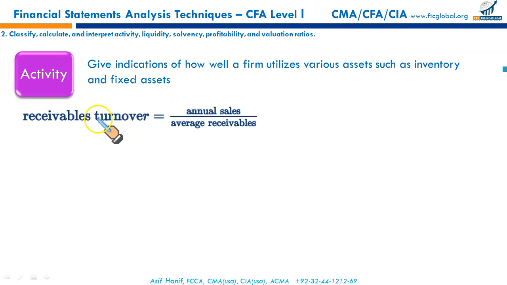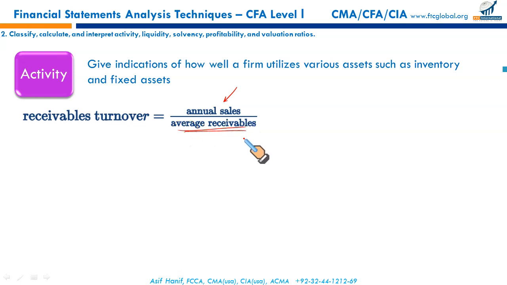First is the receivables turnover. Ideally, it should be calculated based upon credit sales. Unfortunately, on your financial statements, you're not given the breakup of credit and cash sales. So you will have to take the number given on the financial statements as your annual sales divided by average receivable. Now the question that you might ask: annual sales is taken from the income statement, so why do we need to take the average of receivables?